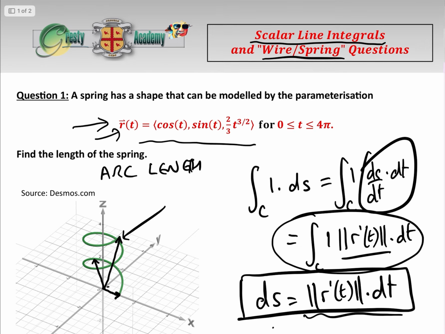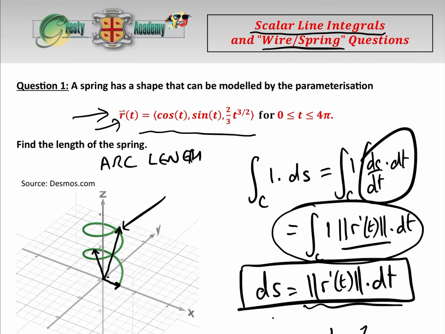Okay, well, I hope you found these useful. They are quite common questions, and if you can understand them, they're relatively straightforward.